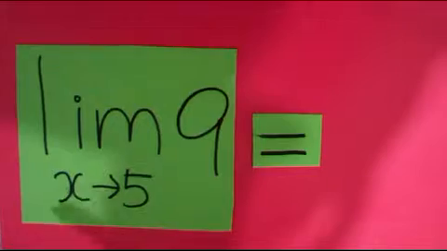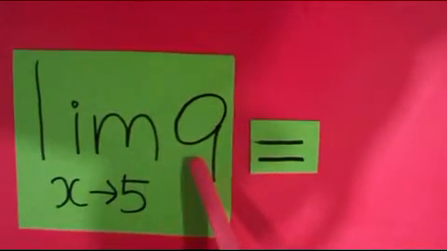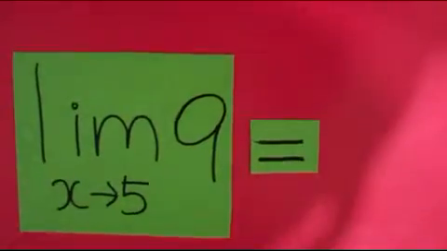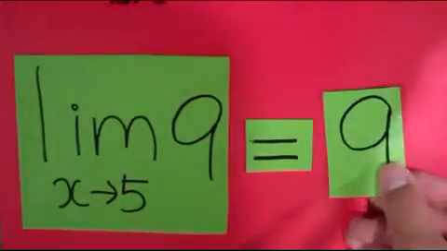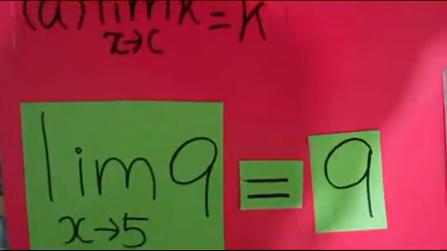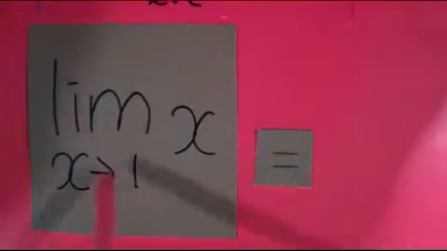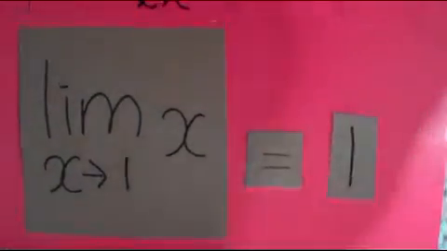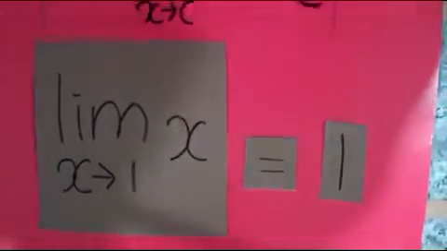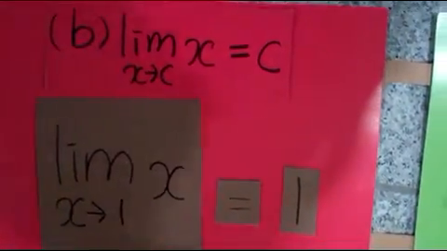If you look at this practice problem, it states that the limit of 9 as x approaches 5 is 9 because there are no x values that you can input. Let's go to the next practice problem. The limit of x as x approaches 1 is 1. This is because when you directly substitute 1 into x, it gives you 1.